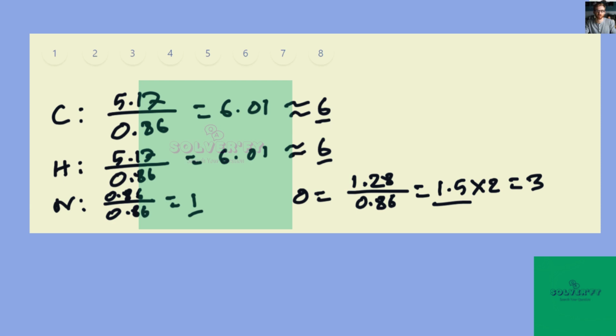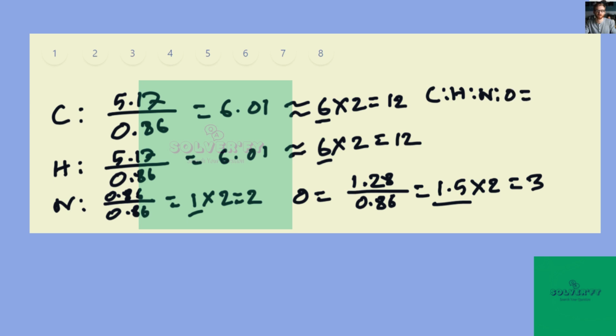So the ratio of carbon, hydrogen, nitrogen, oxygen here is 12 is to 12 is to 2 is to 3, and that means the empirical formula will be C12H12N2O3. So this is the empirical formula for that compound.